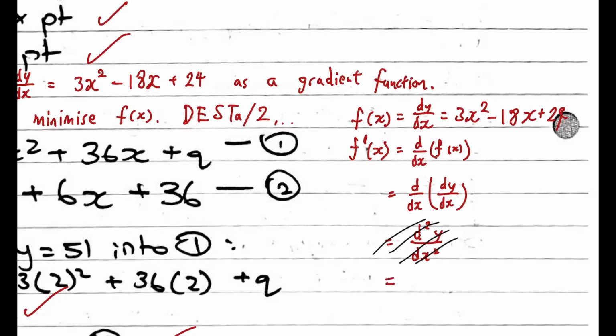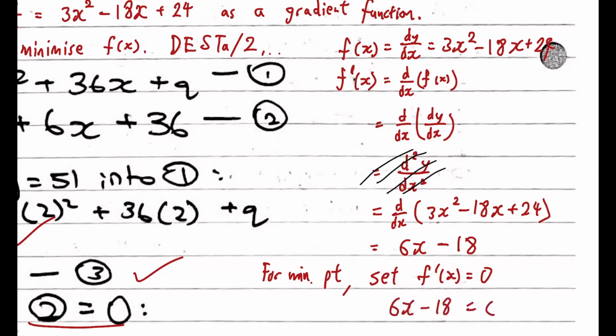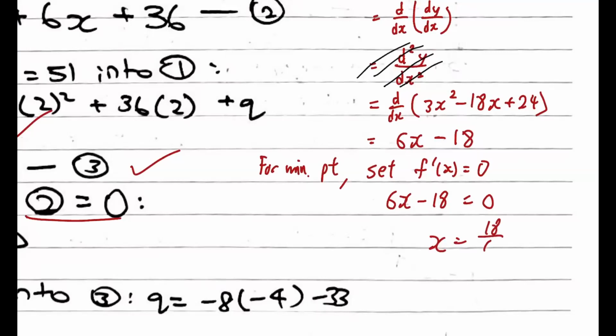Differentiate the dy by dx, which you know is this. Maybe I can substitute in 6x minus 18. Exactly. The constant differentiates to 0. Then after that, you want to minimize. What do you do? For the minimum point, set f prime of x equal to 0. The dy by dx is just a different notation; prime is just the same as the derivative. So as a result, you get 6x minus 18 equals 0. Solve for x, you get 18 over 6, which is 3. Does that answer the question already?